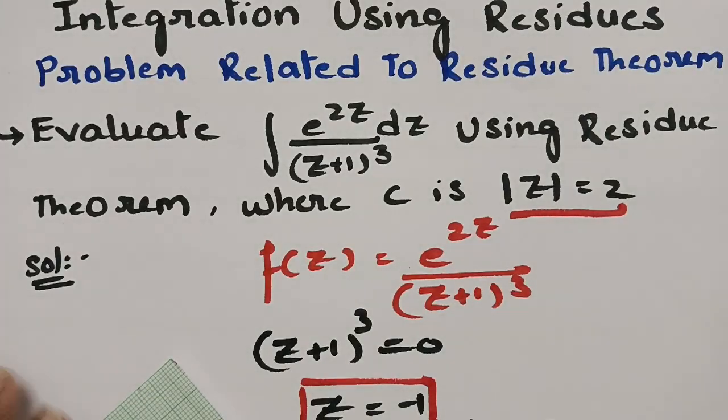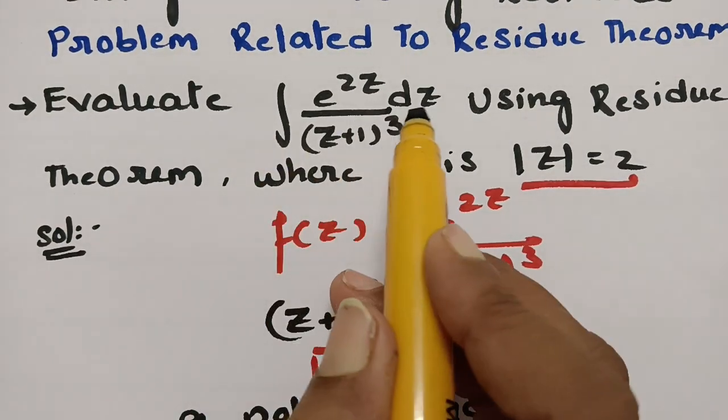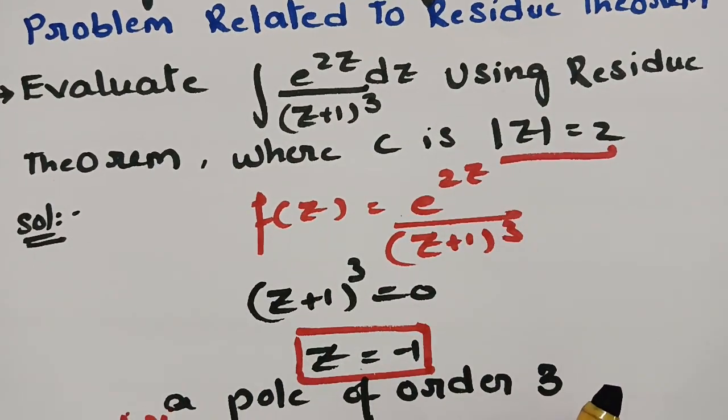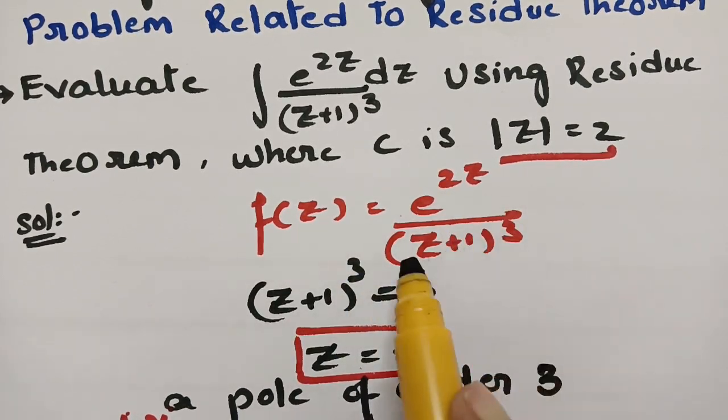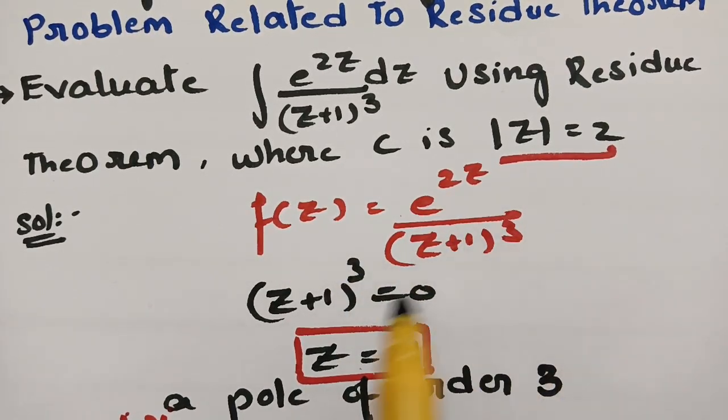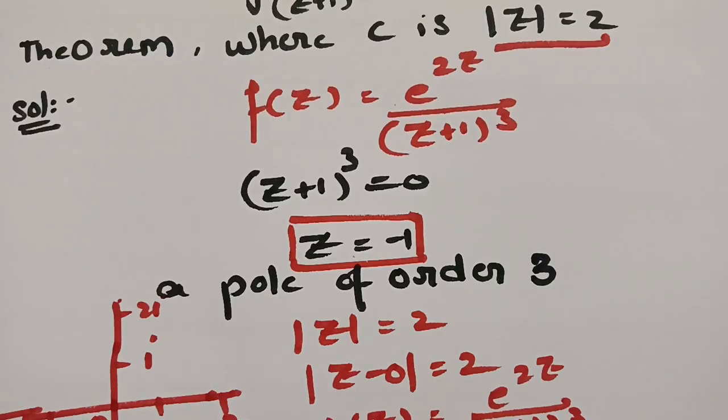So let me explain you once again. This is the question asked. We have to evaluate integral f of z dz using the residue theorem, where c is mod z is equal to 2. So f of z is given like this. In order to find the poles, we have to equate the denominator to 0. That is z plus 1 whole cube is equal to 0. So z is equal to minus 1 is a pole.